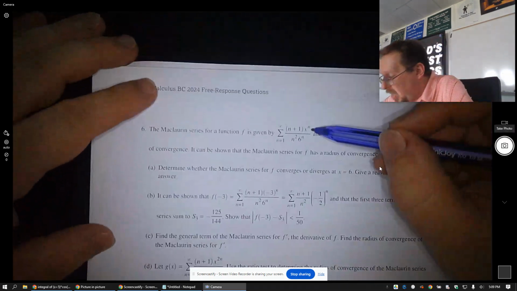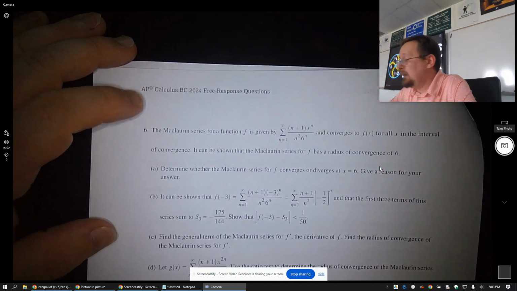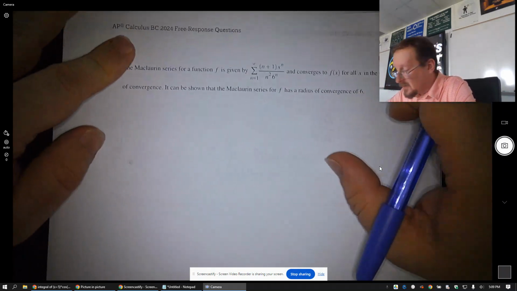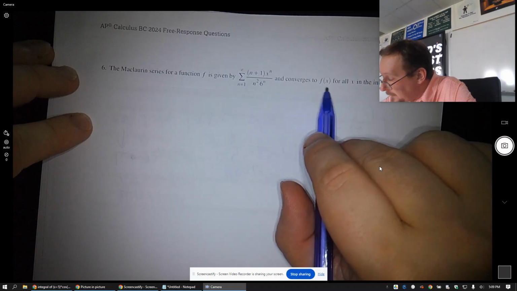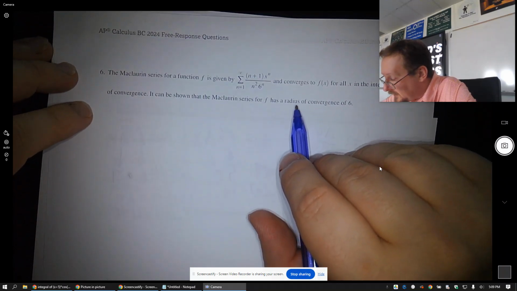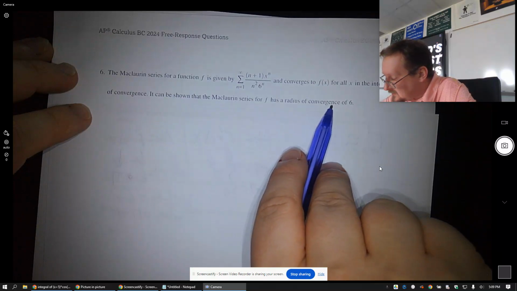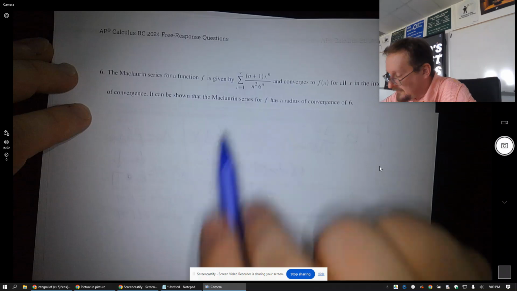Last segment. Okay, number 6 is always one of these. Okay, let's see if I can get to the end without saying any more curse words. Okay, Maclaurin series. It can be shown that the Maclaurin series has a radius of convergence of 6. Yeah, I can just see that visually.